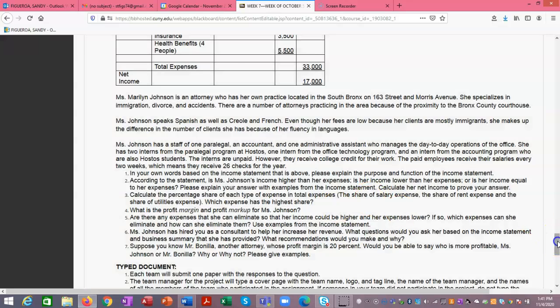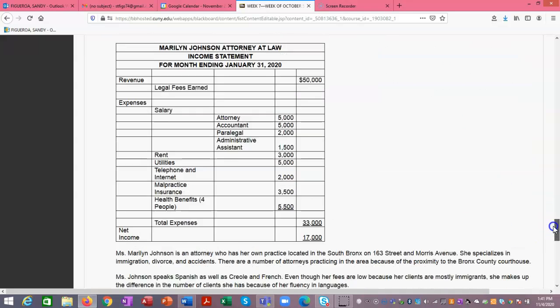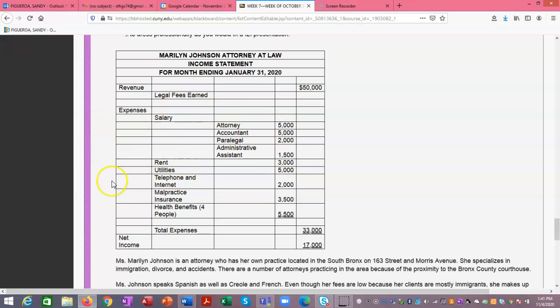All right. So the bottom line is, folks, you have to answer the questions based on the income statement with the figures that are here, not the figures that you like.